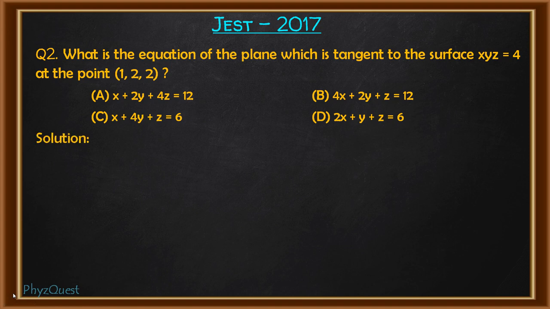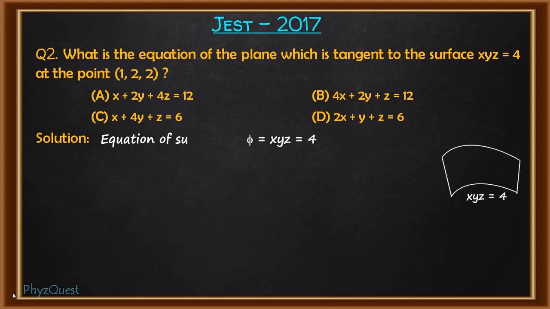Here we are given the surface xyz equal to 4, and we need to find the equation of the plane which is tangent to the surface at the point (1, 2, 2). To define the equation of any plane, you need two things: one is a point on the plane and the other is the normal vector at that point.